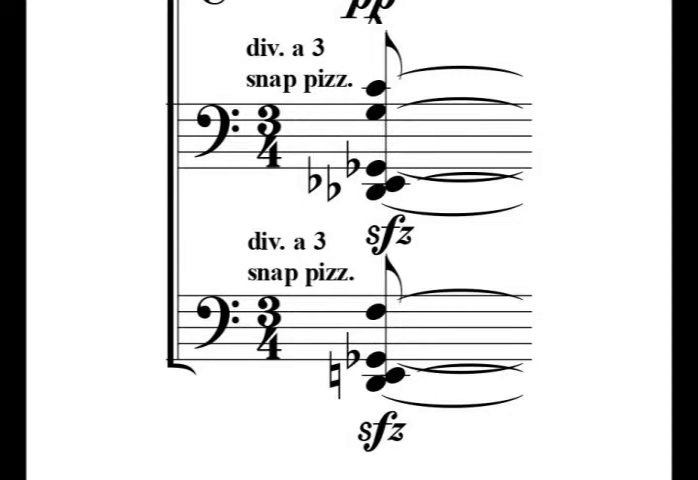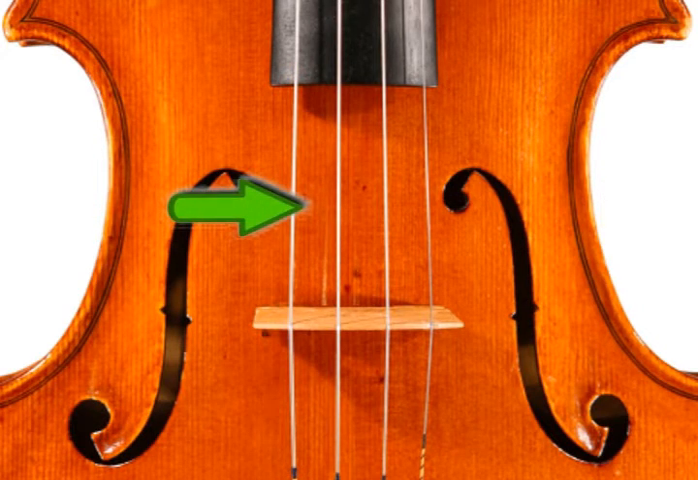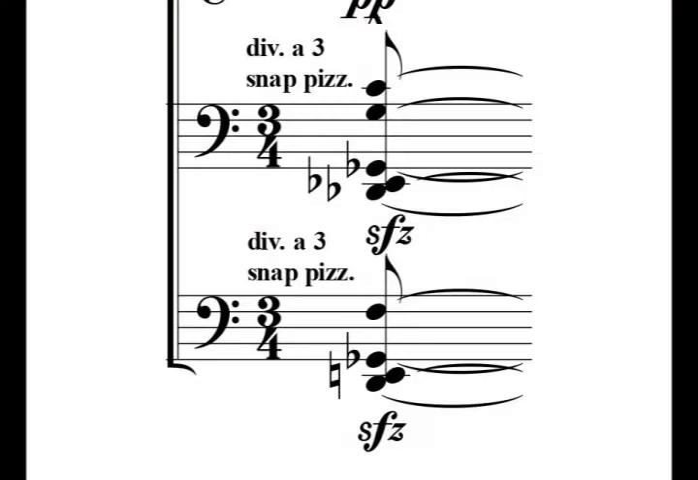You'll notice that the cello section is divided into three, which means each player can play two notes. Notice that the notes in this lower cluster all fall below G, which means they will all be played on the C string, the lowest and fattest string on the cello. Handy if you want a good strong snap.